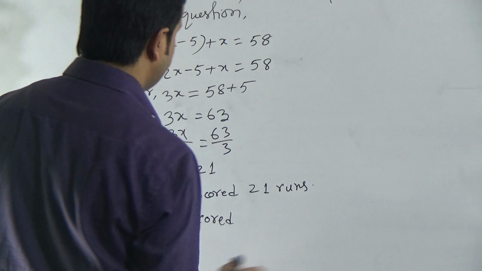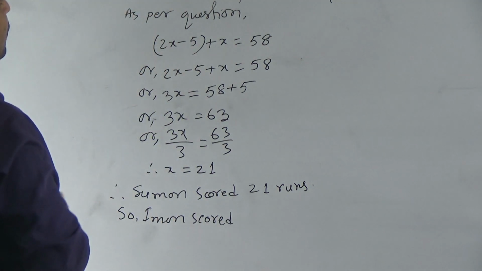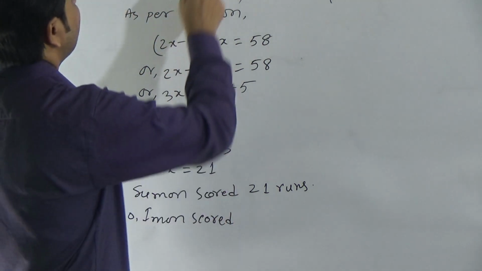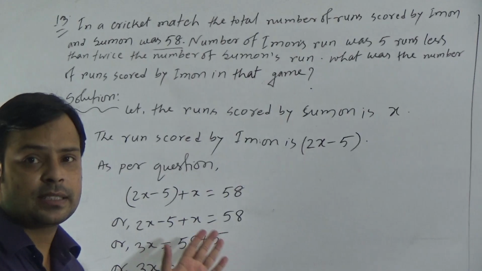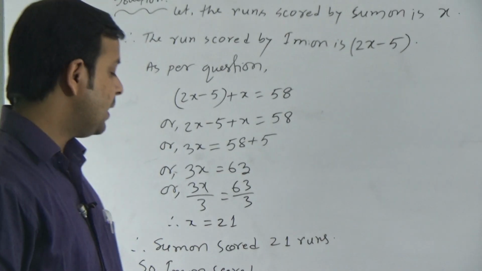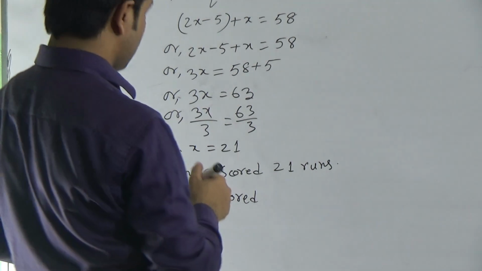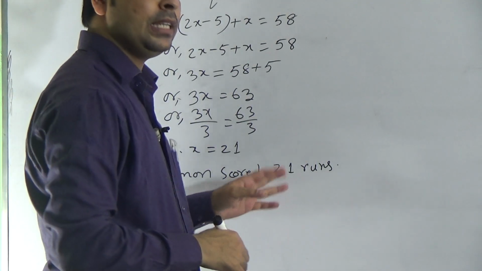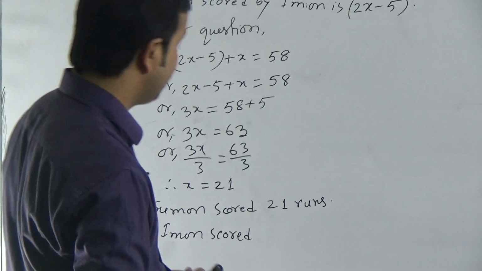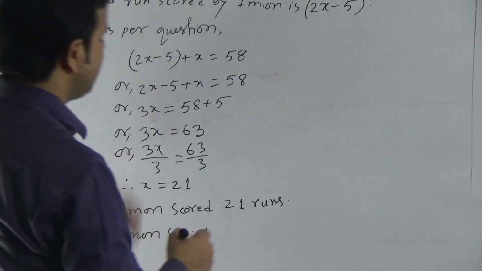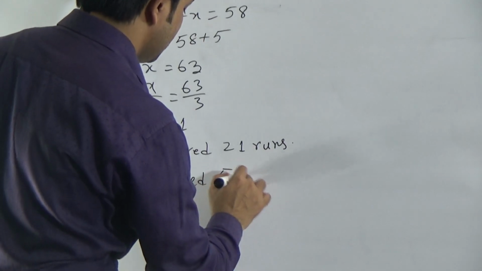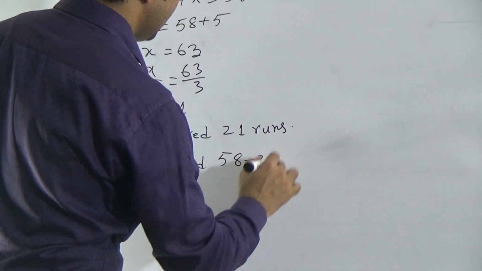Here we can apply two techniques. If we subtract 21 from 58, we will get the required answer. Or if we multiply 21 by 2 and then subtract 5, we will get the answer. But it will be easier to subtract 21 from 58 as their sum is 58.